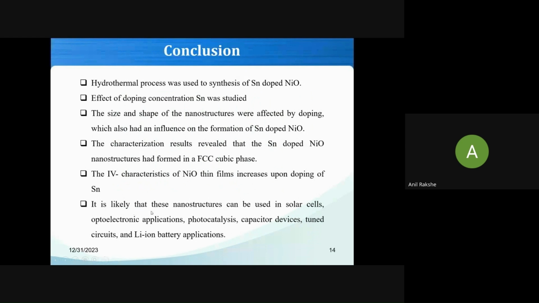It is likely that these nanostructures can be used in solar cells, optoelectronic applications, photocatalysis, capacitor devices, tune circuits, and lithium-ion batteries. But my work is basically concerned with solar cells. So I am studying this particular application of tin doping on nickel oxide in solar cells.